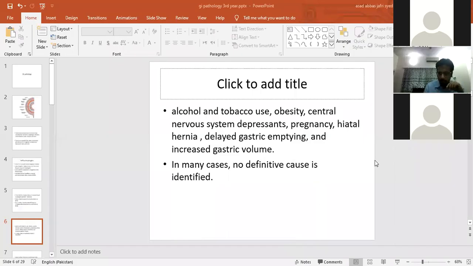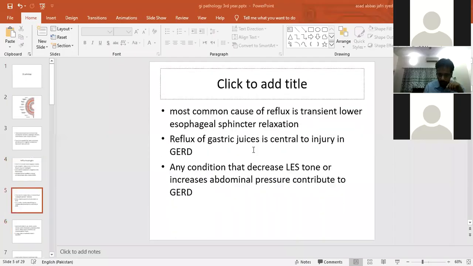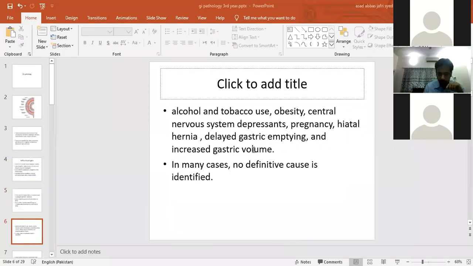Besides that, obviously, delayed gastric emptying or increased gastric volume will also increase pressure within the stomach and then cause regurgitation of the acid. And unfortunately, in a lot of cases, there's no definitive cause, and we treat the patients in a generic fashion.